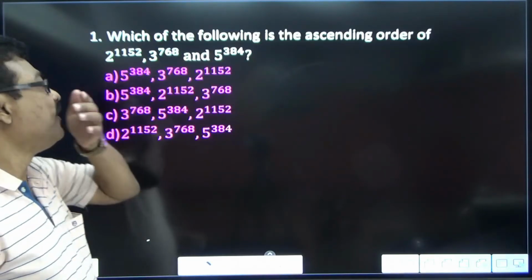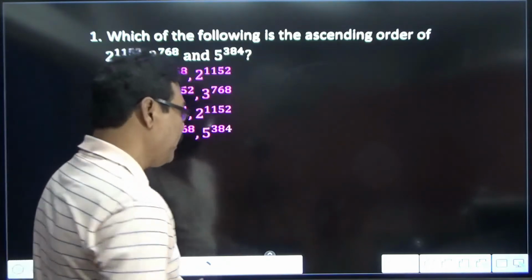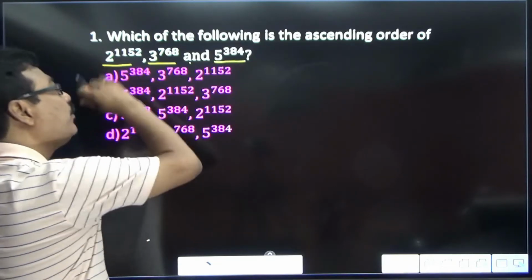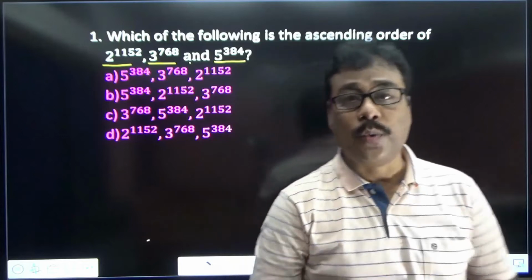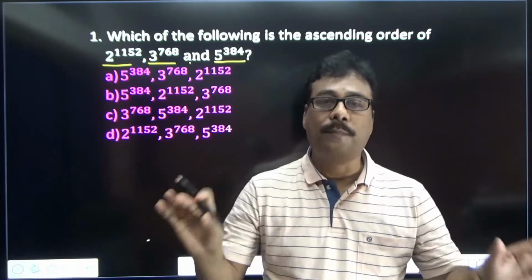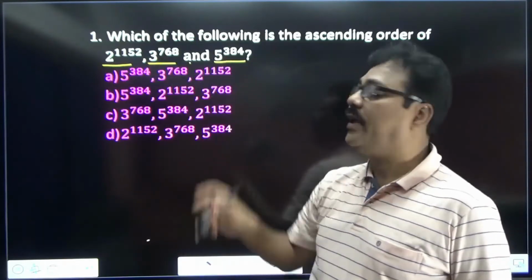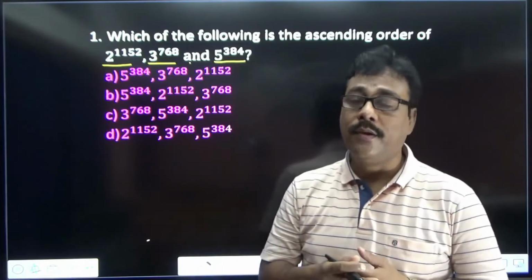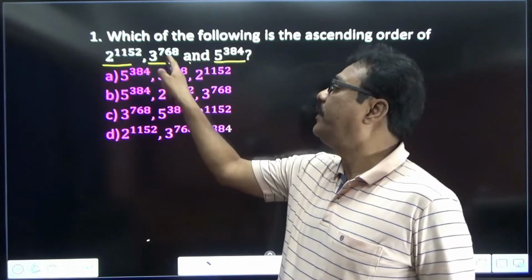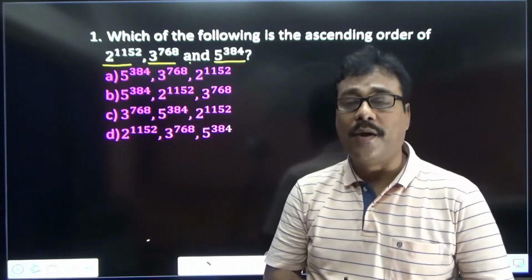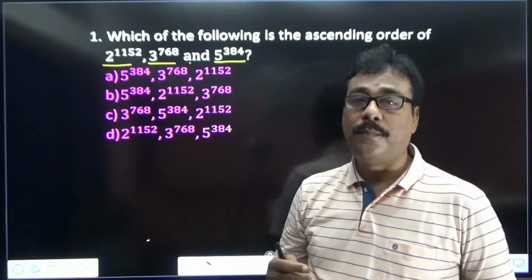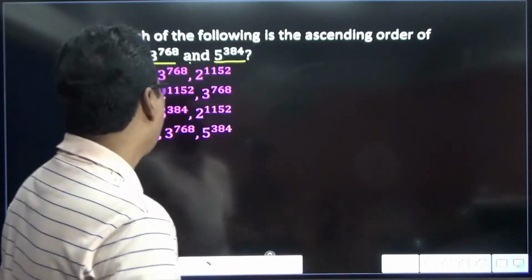Which of the following is the ascending order of this? See, we have been given three numbers, that is 2 to the power this and this. Which one is the least, then which one is the next, then which one is the next, that is what we have to do. In this type of question, either we will have to make the base the same or the power the same. Here the bases are 2, 3, 5, they cannot be made equal, so the power can be made equal. In this case, the three powers are 1152, 768 and 384. I have to find the HCF of these three numbers to make the power equal. So let us see how we can do that.